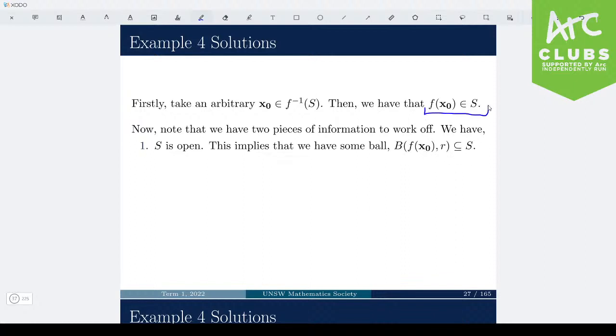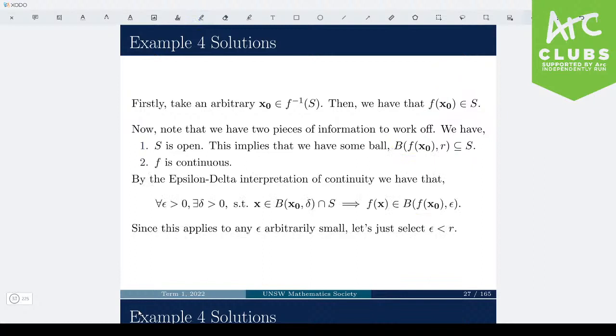Since f(x0) is within S and S is open, that means there must be some ball around f(x0) that is fully enclosed by S, because this must be an interior point. Okay.